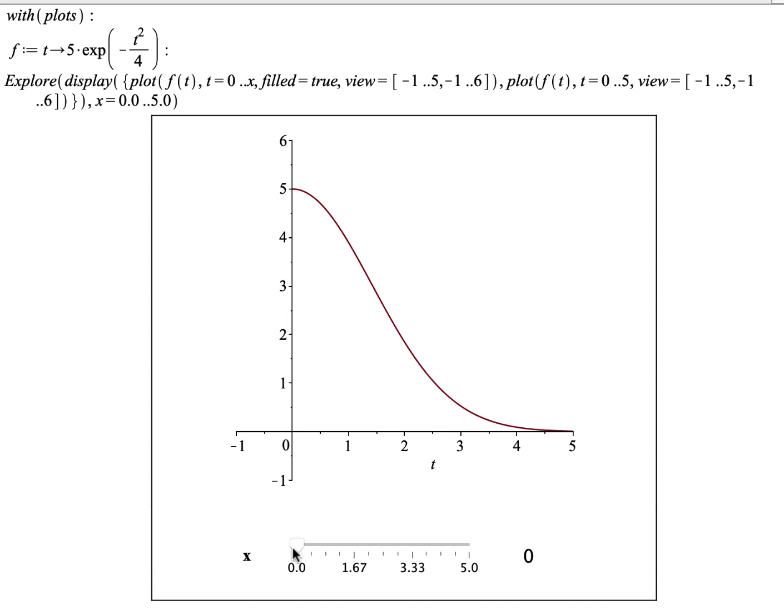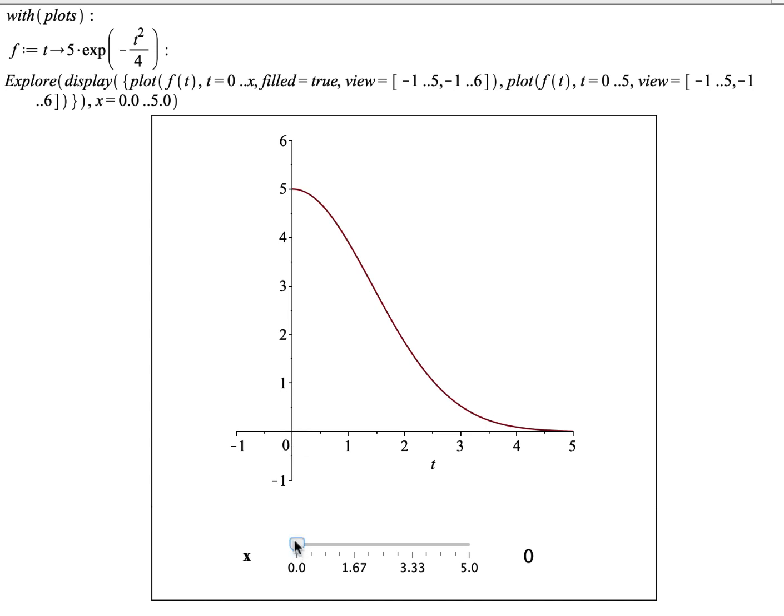But in this case, I've created a slider, and this slider controls the upper limit. Now, right now, the slider is set at a value of 0. That's why you don't see anything shaded. So it's basically that concept where, since the region starts at 0 and I have the upper limit set at 0, we don't see anything shaded.